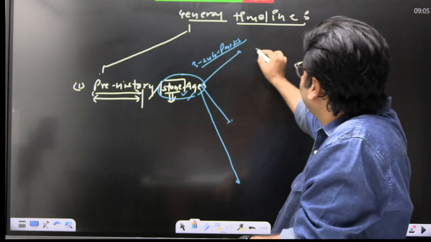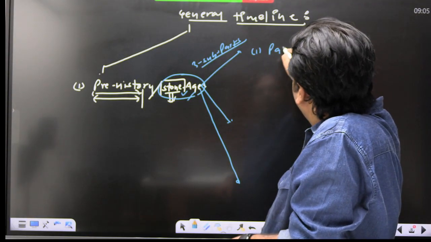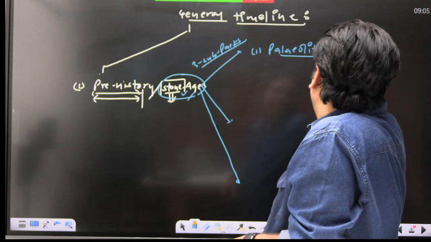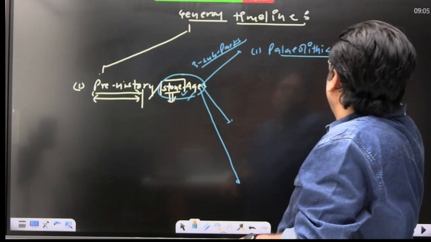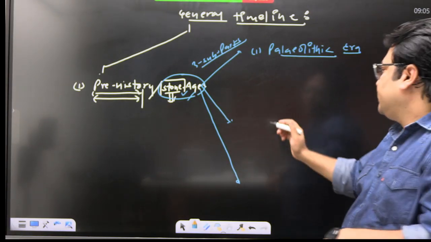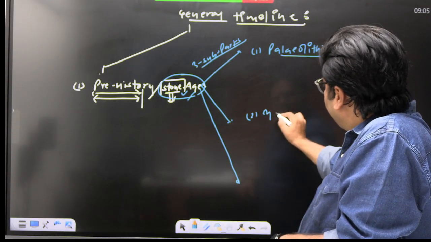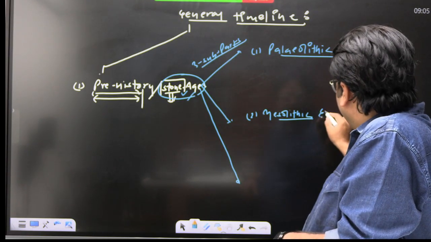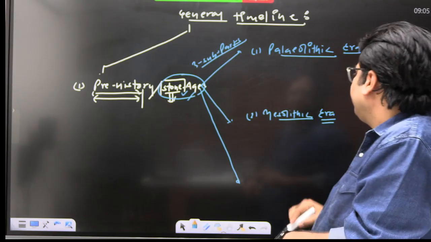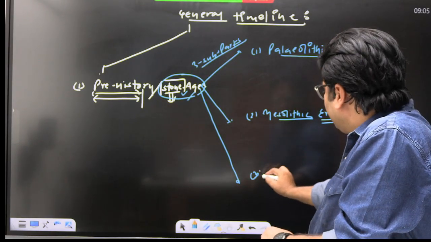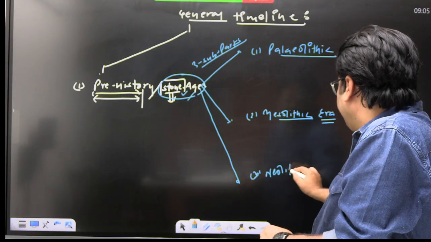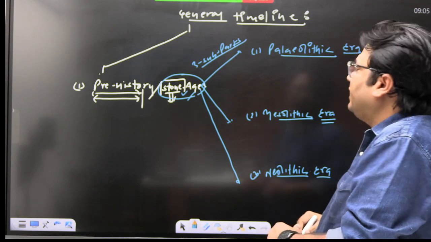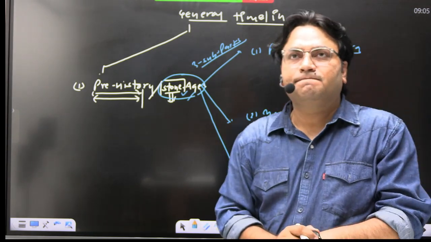So one subpart is Paleolithic era or phase. The second is called Mesolithic era. And the third is called Neolithic era. So there are 3 important phases here: Paleolithic era, Mesolithic era, and Neolithic era.